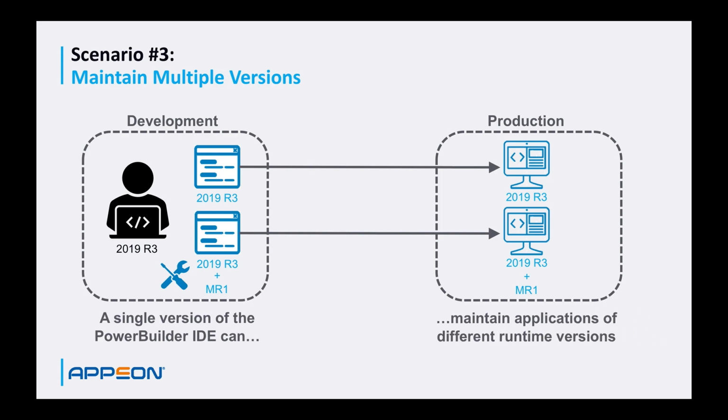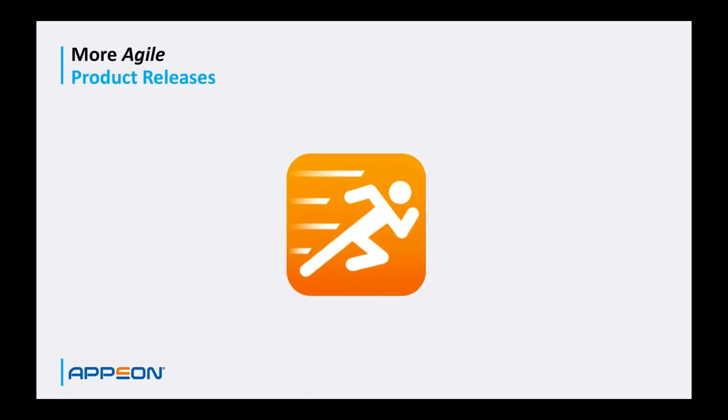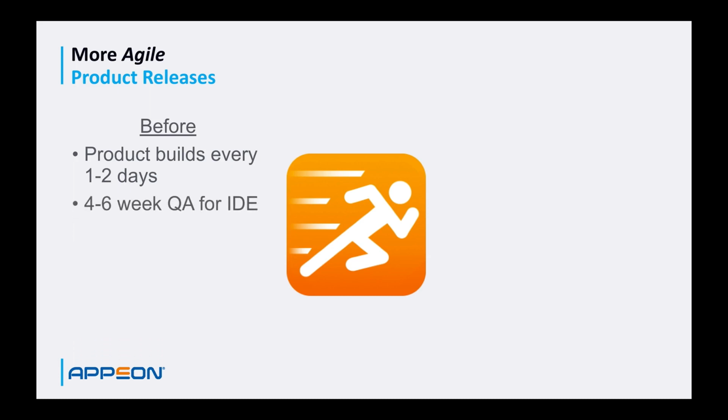So this is really great, and we think it's going to help boost your productivity. Aside from the scenarios we just looked at, this change that we've made with the IDE and the runtime is actually going to help Appeon to be more agile with the product releases. Now, if we look at the situation before we decoupled the IDE and the runtime, our builds would take a number of hours. And so that would realistically mean that we could put out a build every 1 to 2 days. And testing took a long time because anytime we made a change at IDE or runtime, we would have to test both of them due to the dependencies.